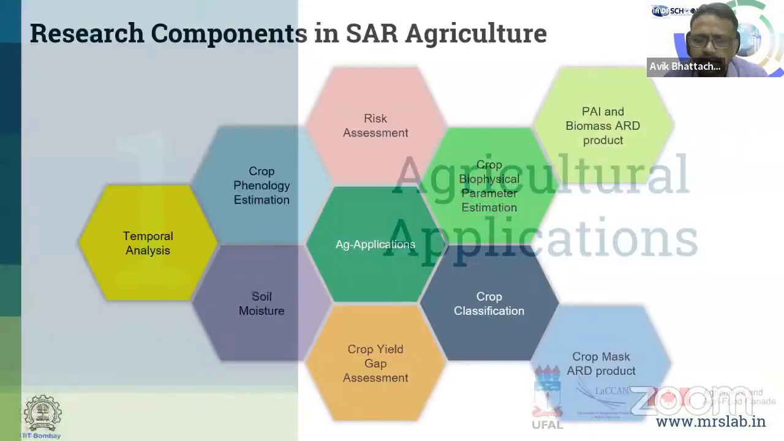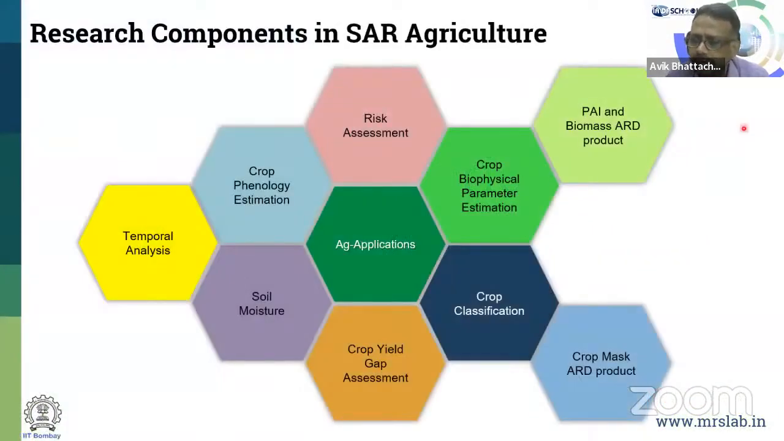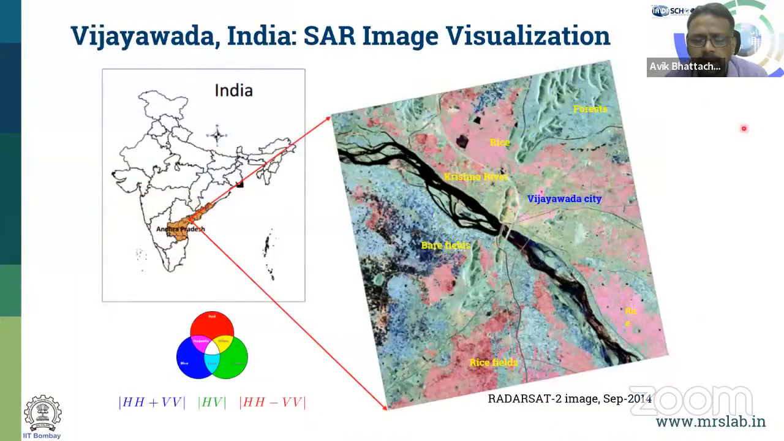So we are looking at all different research components for agriculture, from crop phenology estimation to crop classification, biophysical parameter estimations, and many, many other things, utilizing full and dual polarimetric SAR data. We look into an area which is from the southern part of India. The image which I showed during my first few slides, in the southern part of India, this, I mentioned, is the rice bowl of India.